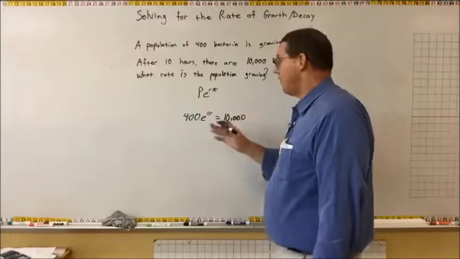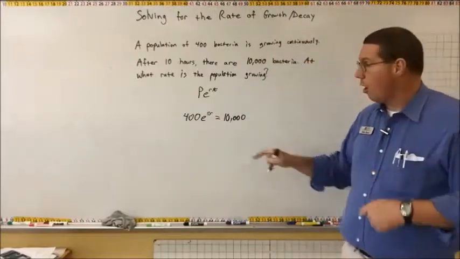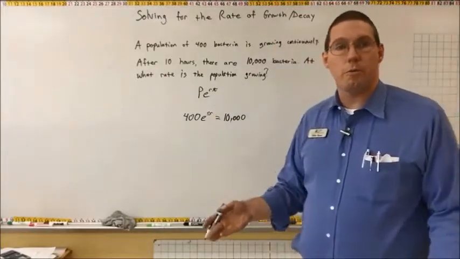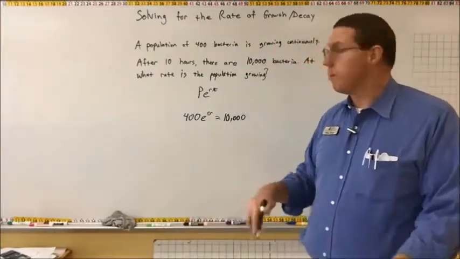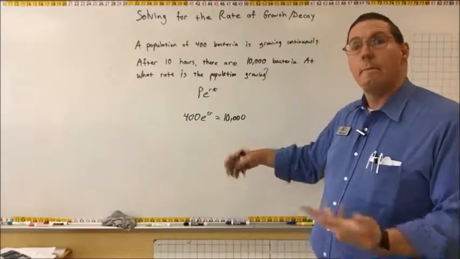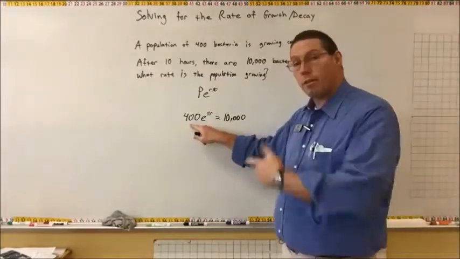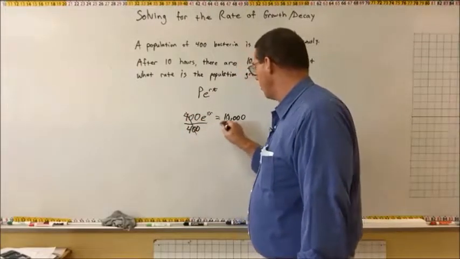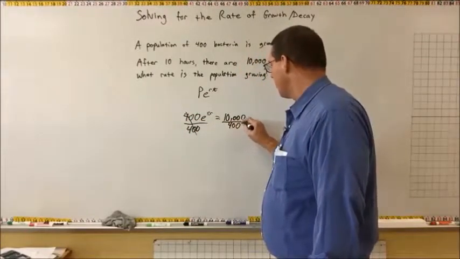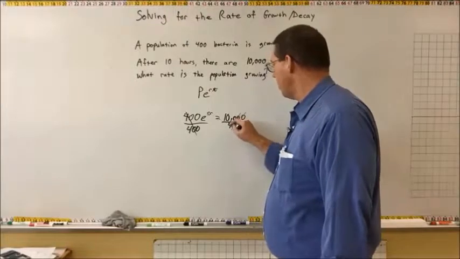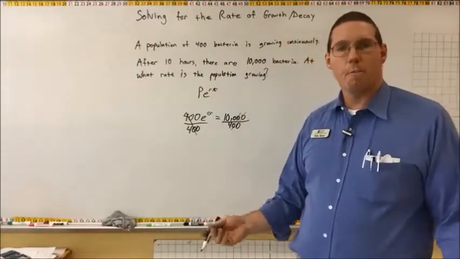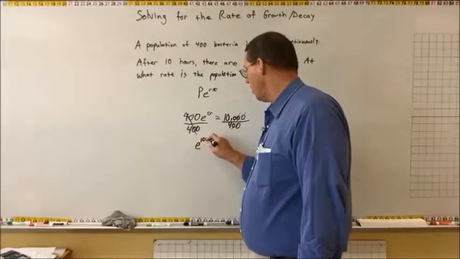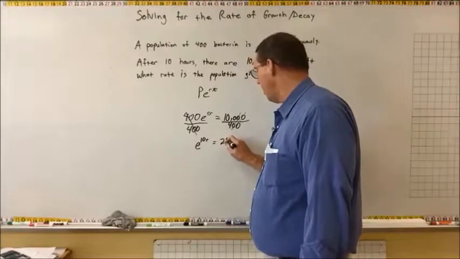So we're going to do a little bit of algebra on this to solve for r. Now, because the r is in the exponent, we know that we're going to want to use a logarithm to cancel the exponential base of e. But before we can do that, we have to get rid of this 400 that's in front of it. So we're going to divide by 400. That cancels some of these zeros, and we have 100 over 4, and 100 divided by 4 is 25. So we have e to the 10r power is equal to 25.